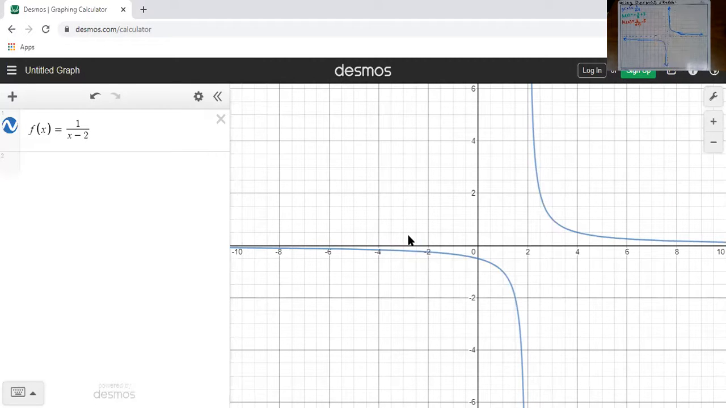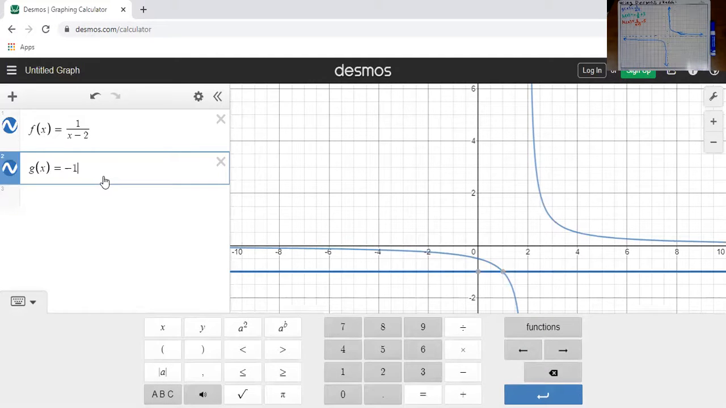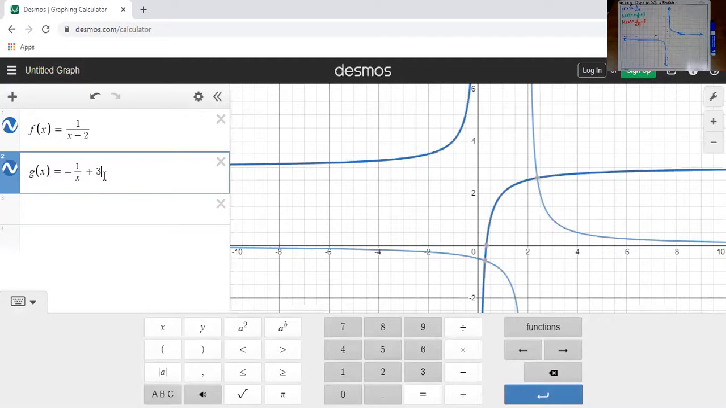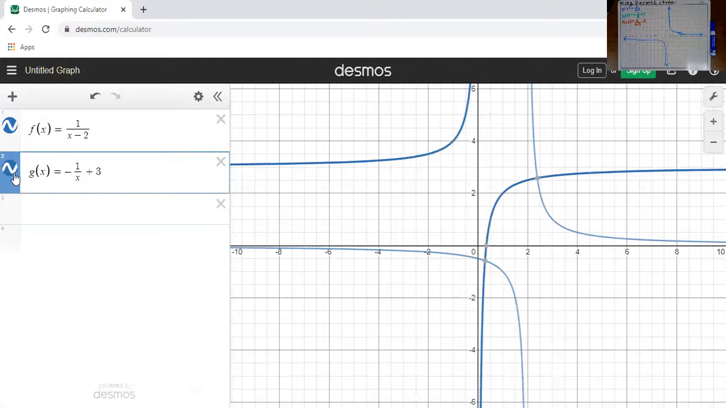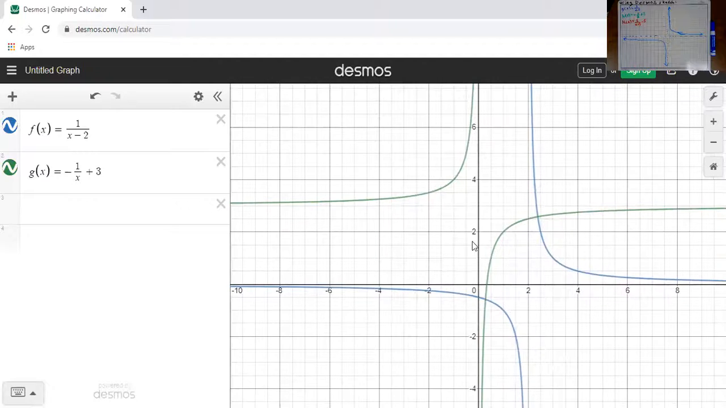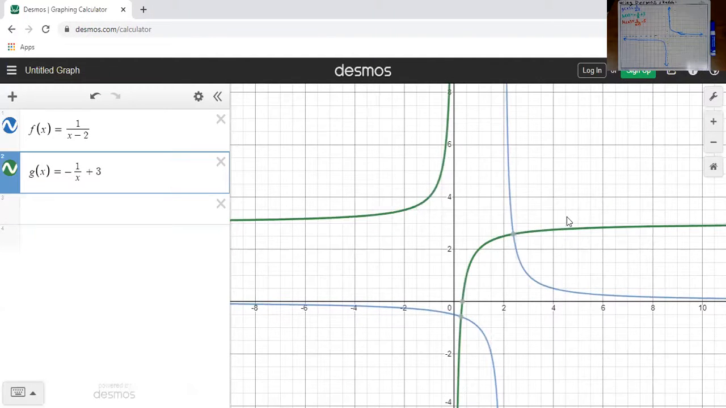Now what about negative 1 over x plus 3? Graph this in Desmos. Well, let's see. Looks like this one has its vertical asymptote on the y-axis, but now it has a horizontal asymptote at a height of 3. It also has been flipped upside down.